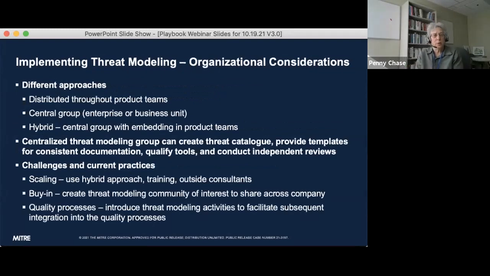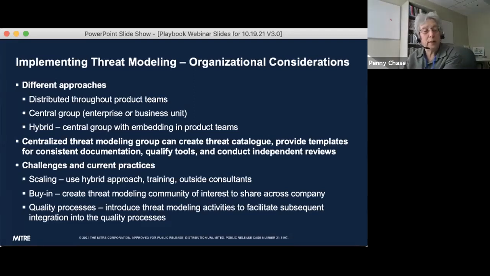So some of the organizational considerations, first of all, there are lots of different approaches. In some organizations, they distribute threat modeling throughout the product teams. In others, they have a central group either at the enterprise or business unit level. And finally, there may be a hybrid approach where there is a central group, but they are embedded in the product teams. Having the product teams do threat modeling is really good because they're the people who really intimately understand the product. But having some kind of centralization, whether it's complete centralization or a hybrid form, can serve as a force multiplier.